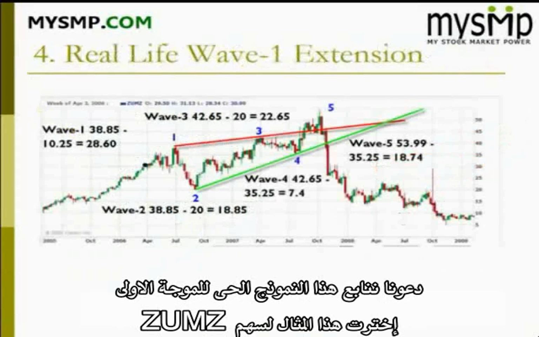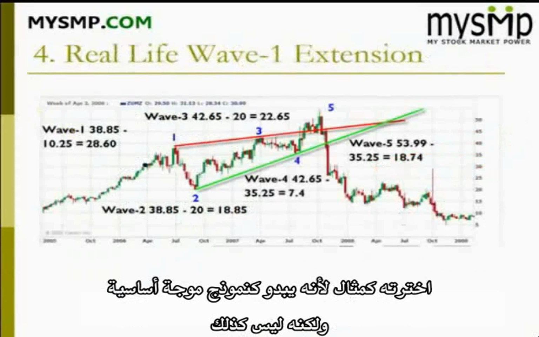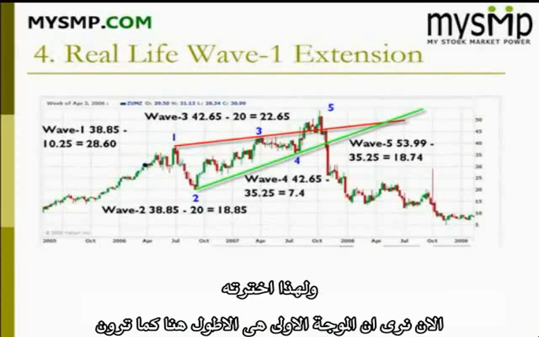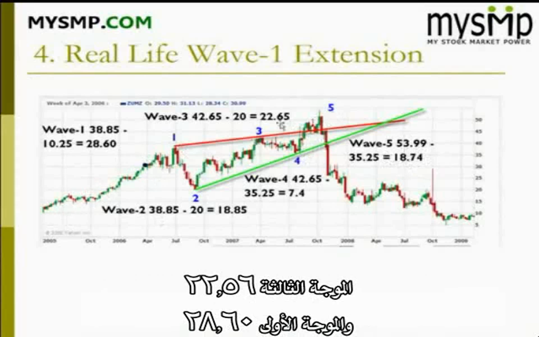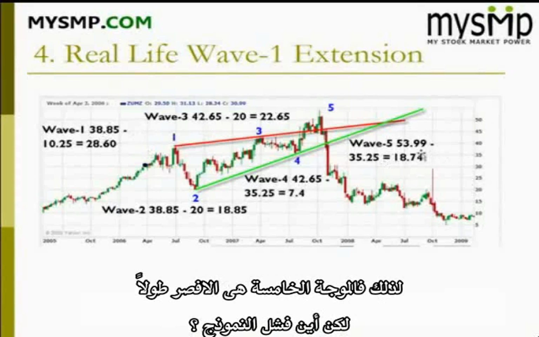Okay, let's take a real-life wave 1 extension example. Now, I chose this one. This is ticker ZUMZ. I chose this ticker because it looks like a wave 1 extension, but it's actually not, and that's why I picked this one out. Now, wave 1 is the longest wave, as you can see, fits that requirement. Wave 5 is the shortest wave. As you can see, wave 5 is 18.74, wave 3 is 22.65, and wave 1 is 28.6. So wave 5 is the smallest wave.